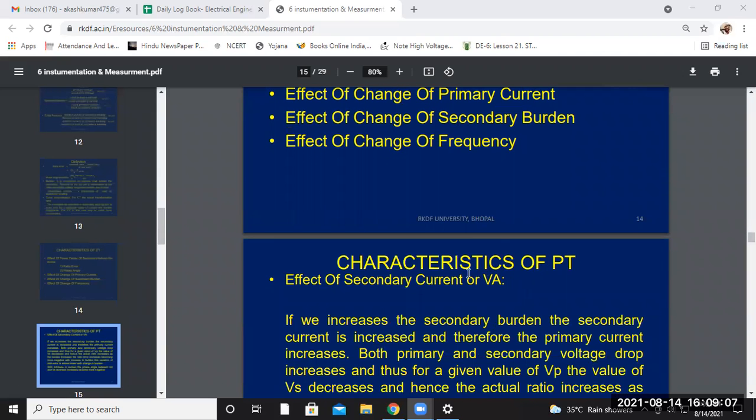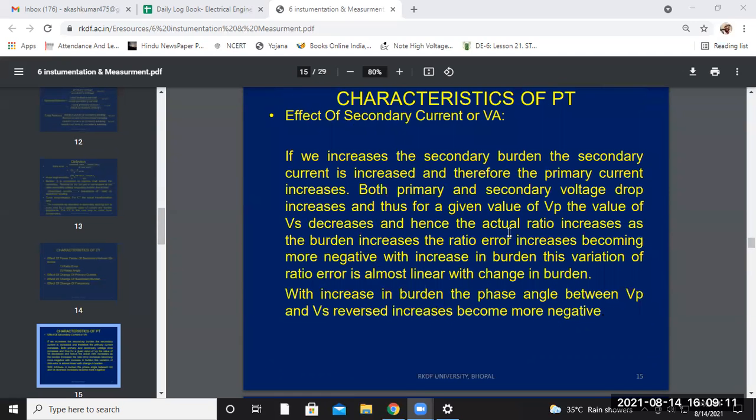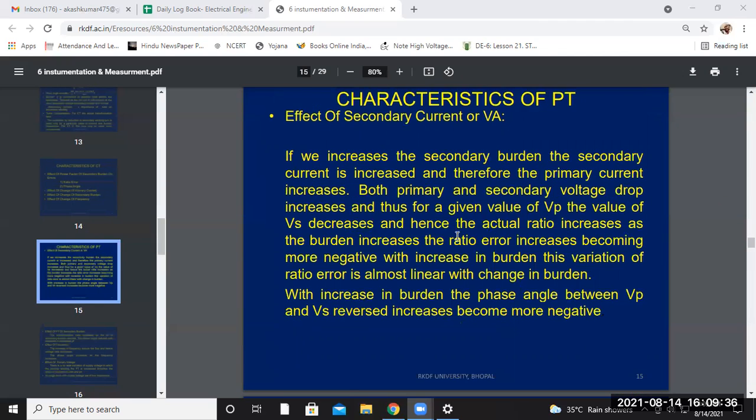Then there are the characteristics of the PT, that is, the effect of the secondary current or volt-ampere. If we increase the secondary burden, the secondary current increases, and therefore the primary current increases. Both primary and secondary voltage drops increase, and thus for a given value of primary voltage, the secondary voltage decreases, and hence the error increases with the burden. This is the explanatory part of the characteristics of the PT. All of you must go through this and take a screenshot.